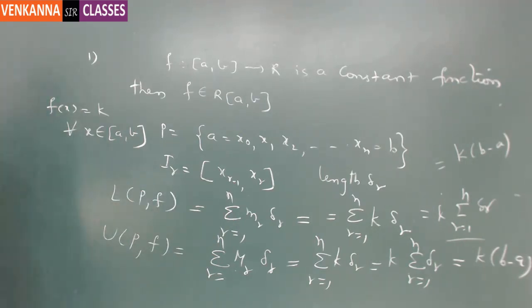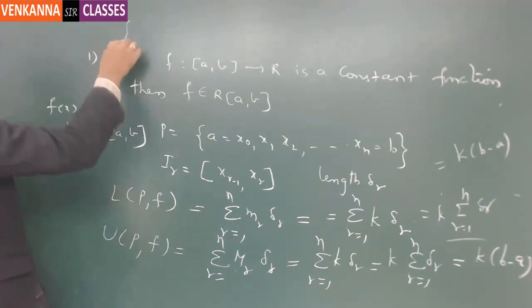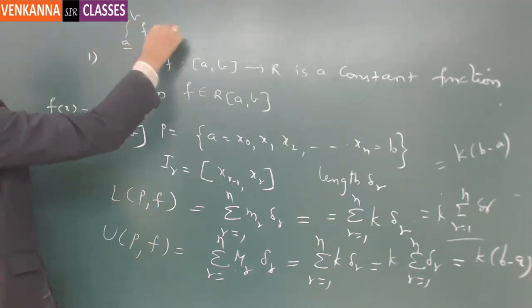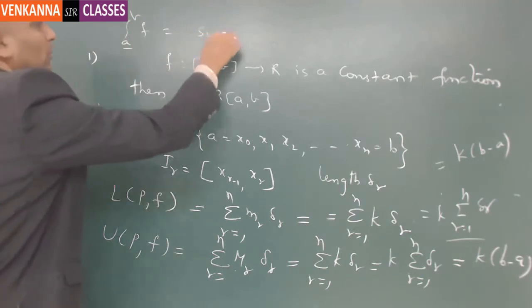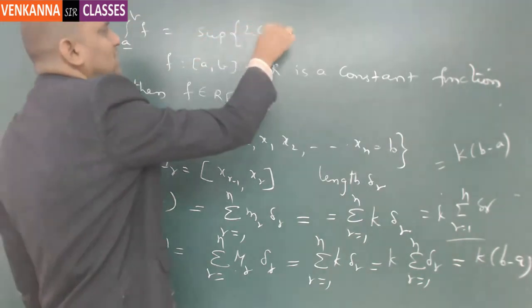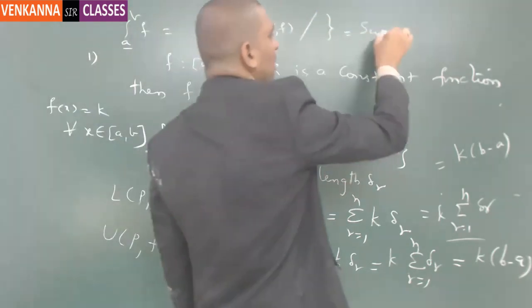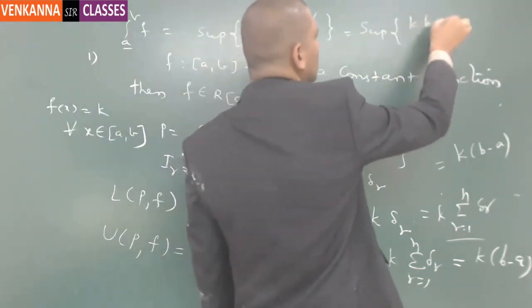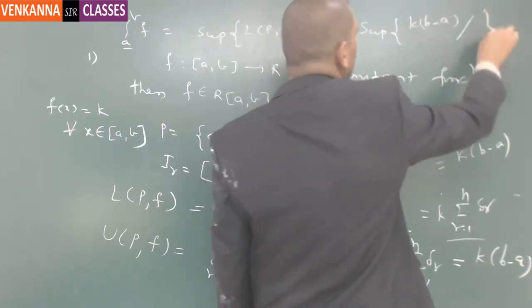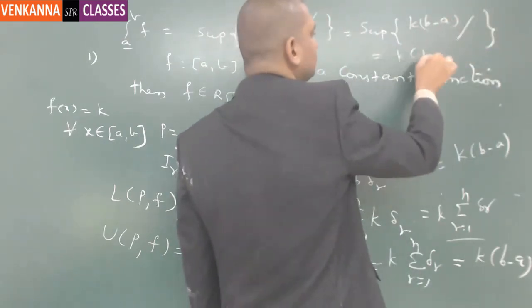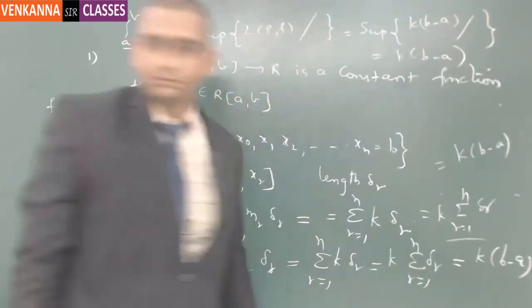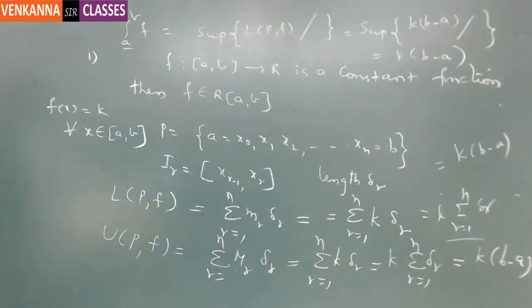So if you calculate the lower integral, the integral from a to b of f, it is nothing but the supremum of all the L(P, f). It is nothing but the supremum of the value k into (b minus a), nothing but k into (b minus a), because it is a number. Similarly, if we calculate the upper integral, the infimum of U(P, f), it is also nothing but k into (b minus a).